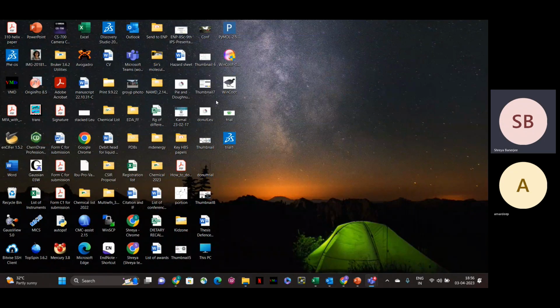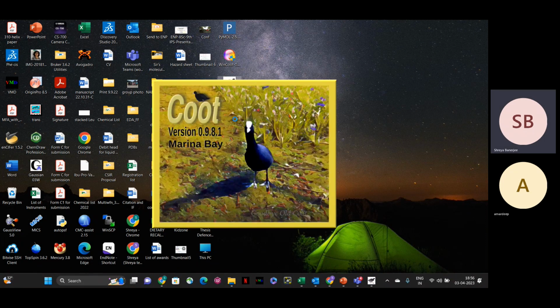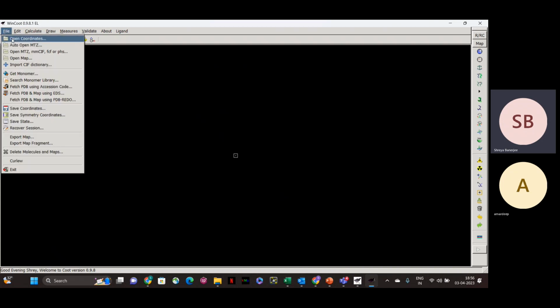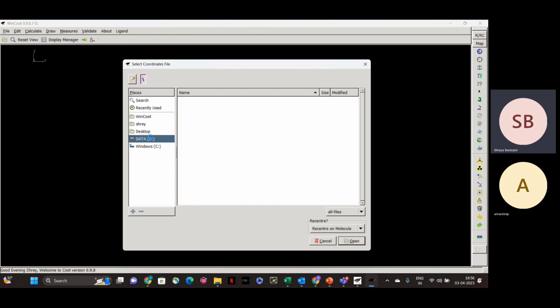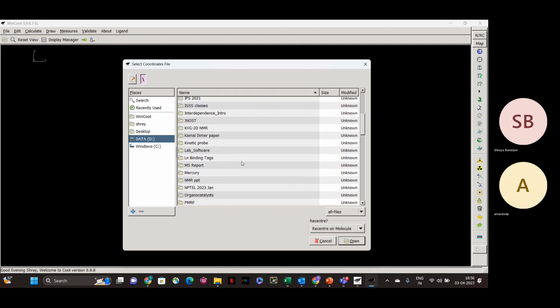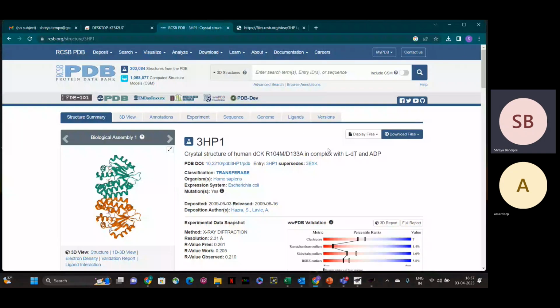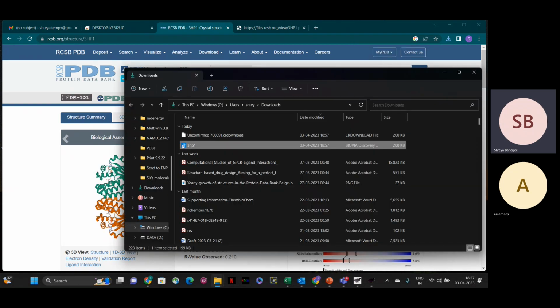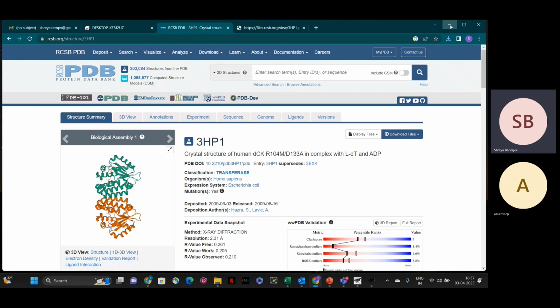So I had installed Coot. I'll just open it and show you. Okay, so you need to go to File, Open Coordinates, and then open a PDB file. Actually, I'll start from downloading the PDB file itself. This is the PDB file, and you have to go to Download Files and then PDB format. So now the PDB file is downloaded. I'll just copy paste it onto the desktop so I can easily show you how Coot works.